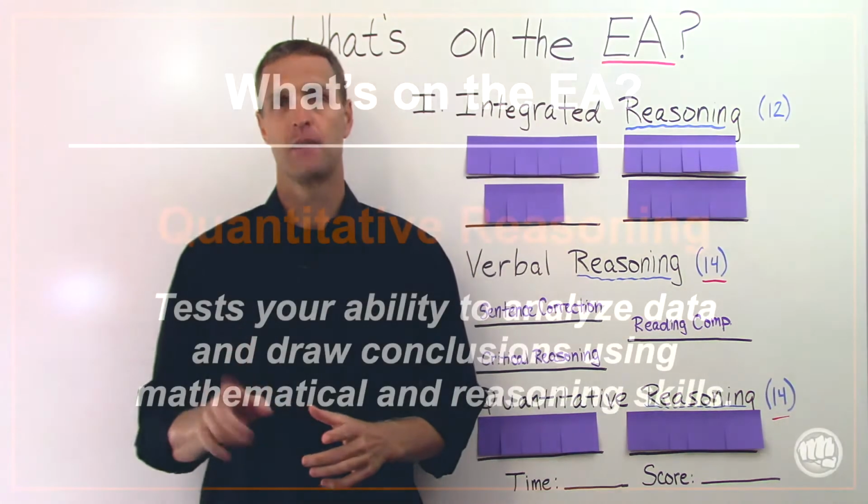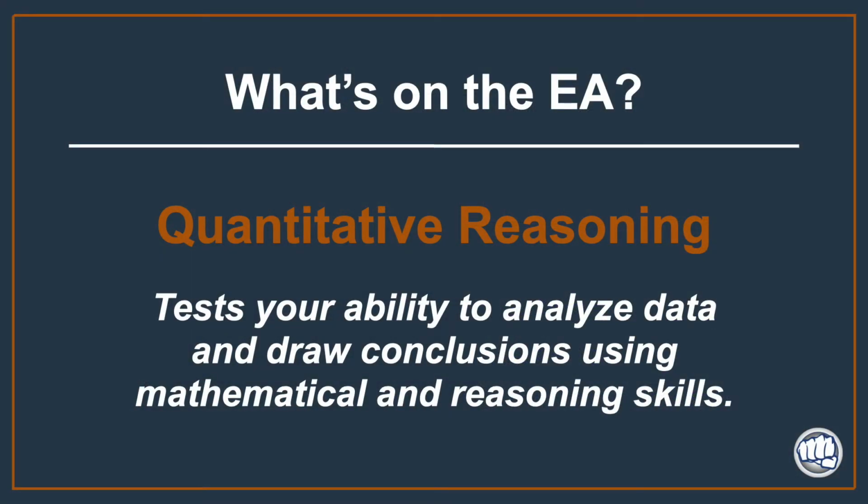We'll get to that in a second, but first, let me summarize that the quantitative reasoning section tests your ability to analyze data and draw conclusions using mathematical and reasoning skills. Notice they don't say, test your ability to solve a bunch of math problems. When you see some of these questions, you will certainly see some that look like your run-of-the-mill math questions, but other questions very much are reasoning based. It's a unique way of coming at math and quantitative skills.